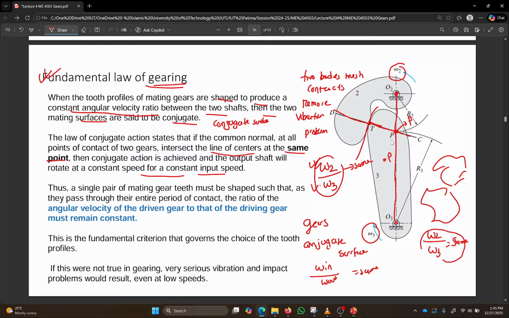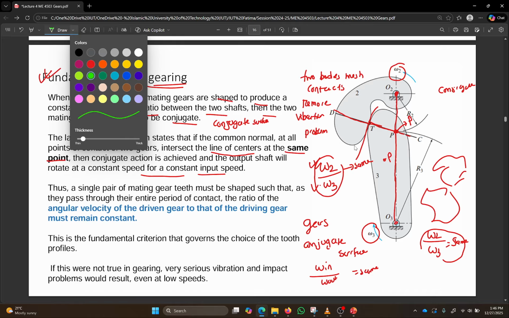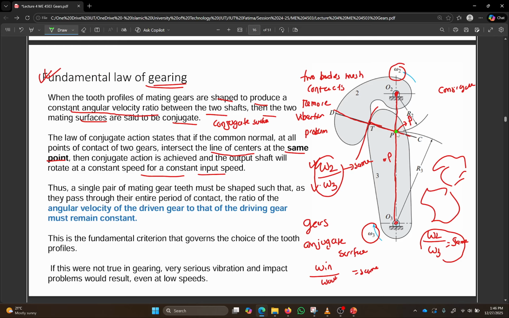If you can achieve that, then the shapes you just produced are conjugate. Now, in reality, you can produce a lot of shapes and ensure that your pitch point remains fixed at this stationary point. However, if you imagine these surfaces moving, at the next instant this contact point comes over here, and then this becomes a tangent and this becomes a normal.